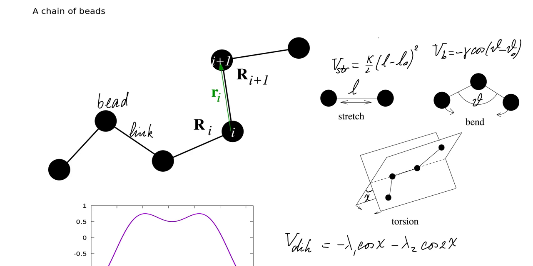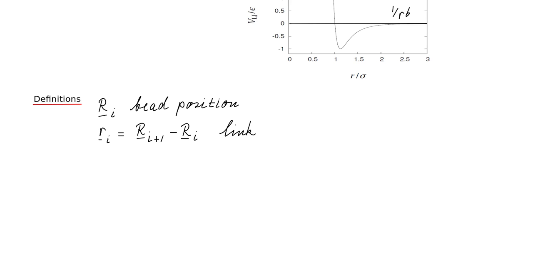In the sequel of this movie, we will assume that the stretch interaction is very strong, which means that kappa here is a very large number. And if kappa is a very large number, then L will always be extremely close to L0. In fact, we don't call it L0, we call it a. So we assume that the distance between successive beads is always fixed, at a length a. We start with a few definitions.